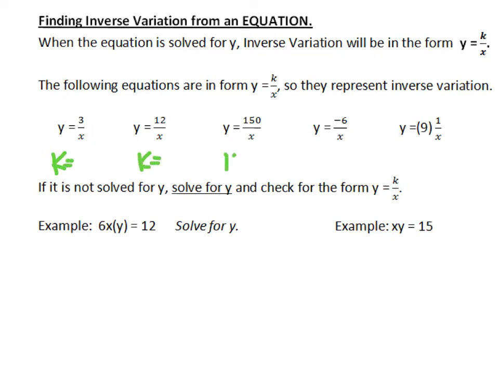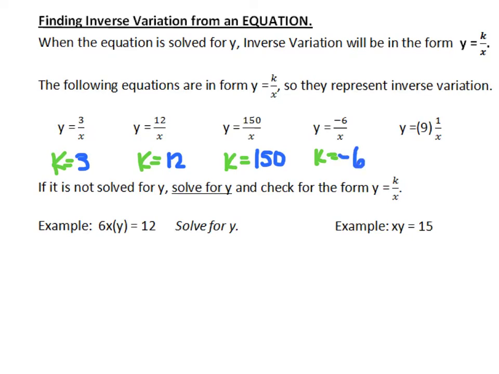So what does our k value equal? For the first one I know it's y equals k divided by x, so the k is 3. Second one, I have y equals 12 divided by x. 12 is my k. The next one, y equals 150 divided by x. And remember, it's y equals k divided by x, so my k is 150. Next one, same concept, y equals negative 6 divided by x. And we know the equation is k divided by x, so therefore my k is negative 6.